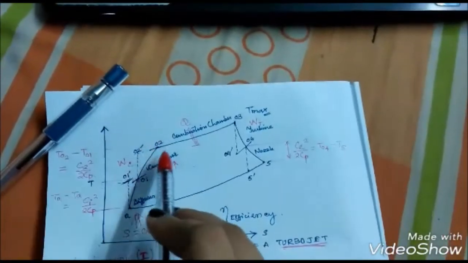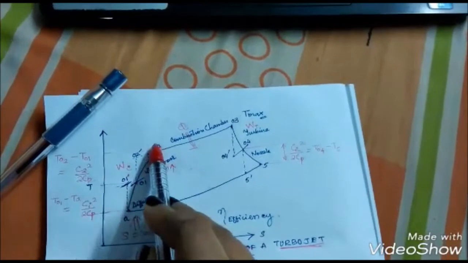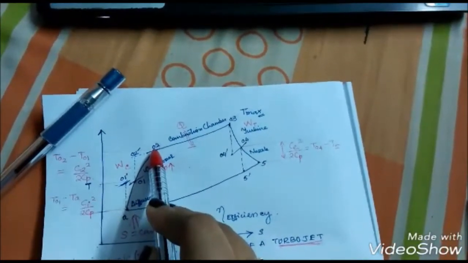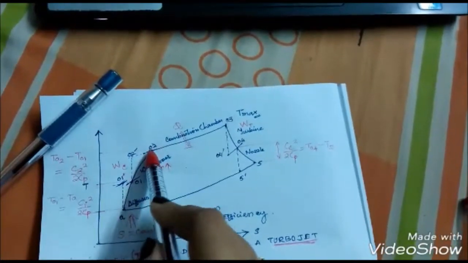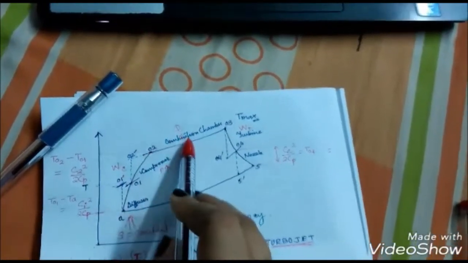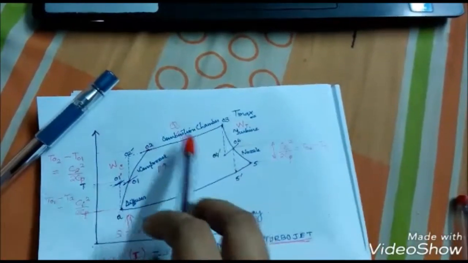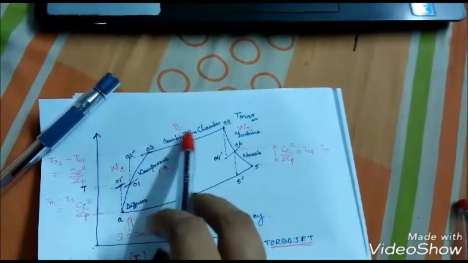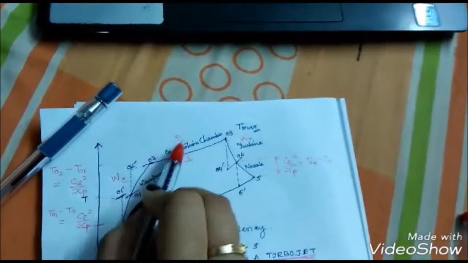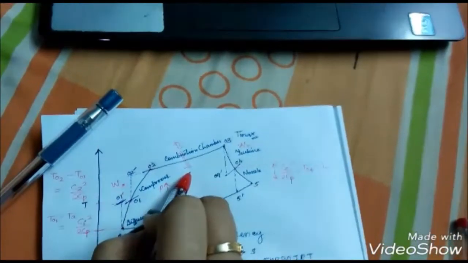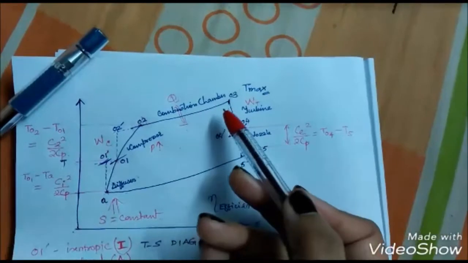Now the pressurized air leaves and enters the combustion chamber. Point 2 is the entrance point of the combustion chamber. In the combustion chamber there is a combination of air and fuel mixture, where heat is added into the system.